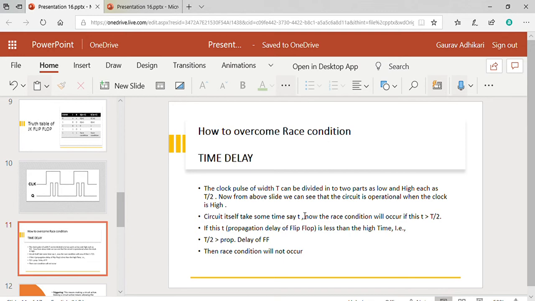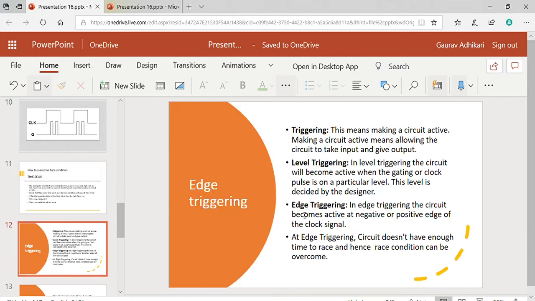Now if T by 2, the high time, is greater than the propagation delay of the flip-flop, then the race condition will not occur. But this is not practically possible, so we will come to the next method, that is edge triggering. Before that, we will see what triggering is. Triggering means making a circuit active.